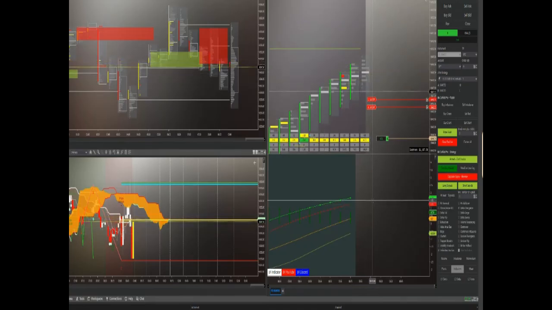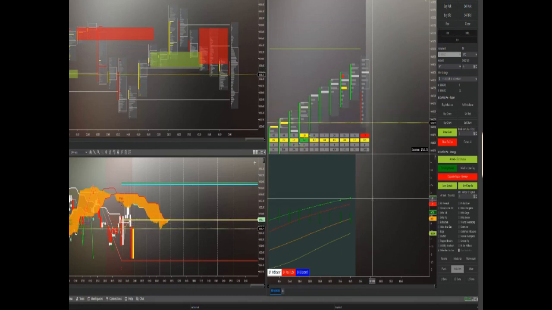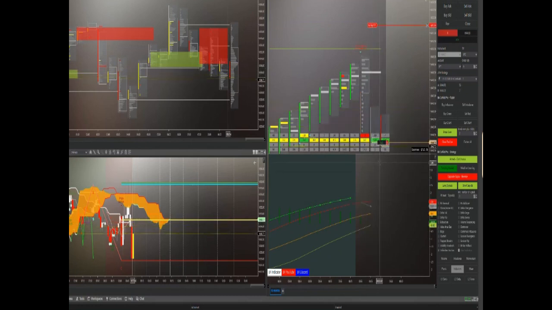We still got room here. Stop filled. Order filled.